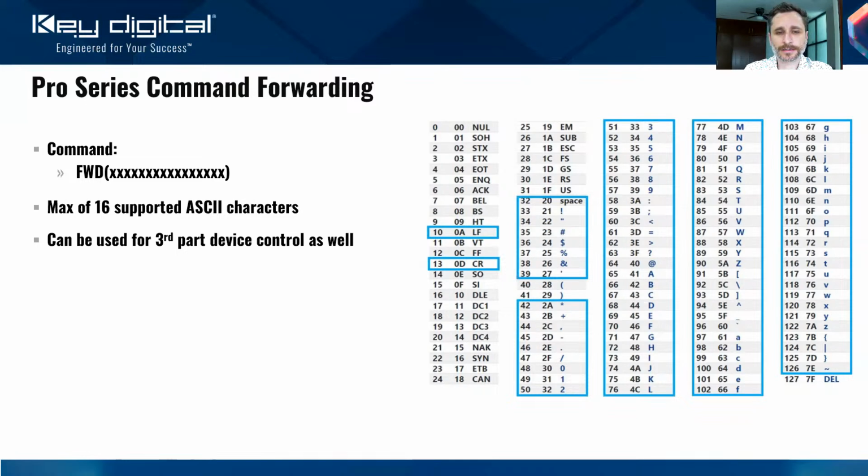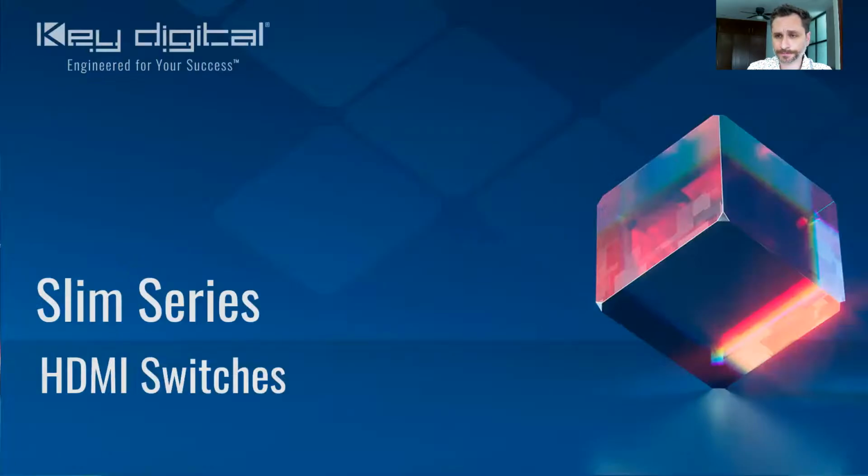And those commands could come in on the network port with the header FWD parentheses, and then what is within those parentheses gets output and forwarded on the RS-232 port. So that XXX, as you see it there, that's actually the command of the device you want to control. So it's really cool, really powerful stuff there in the Professional Series switcher.